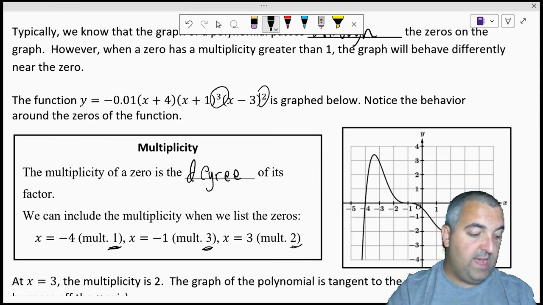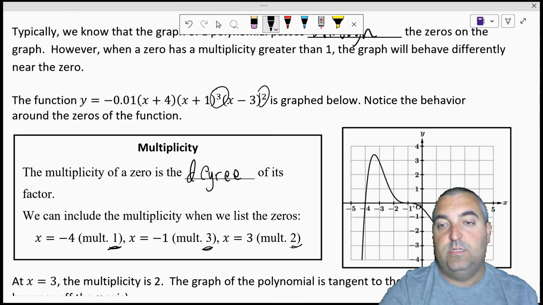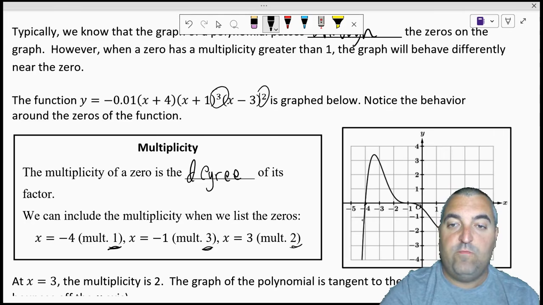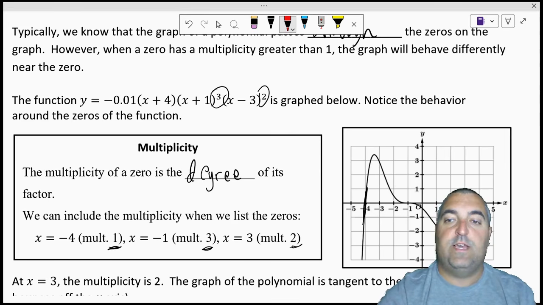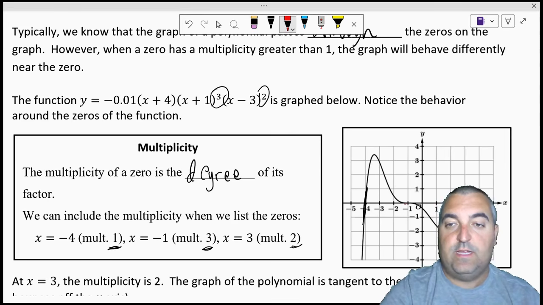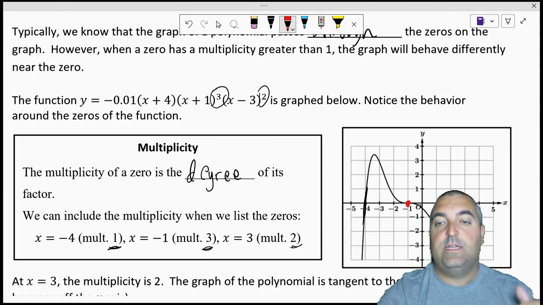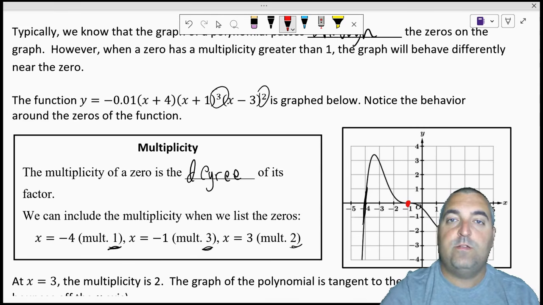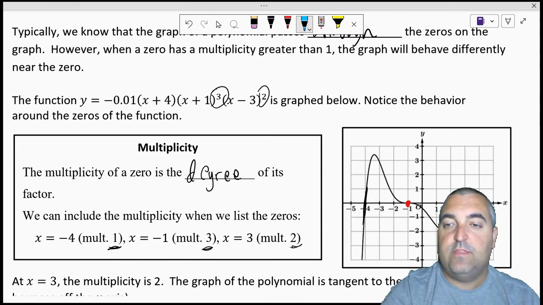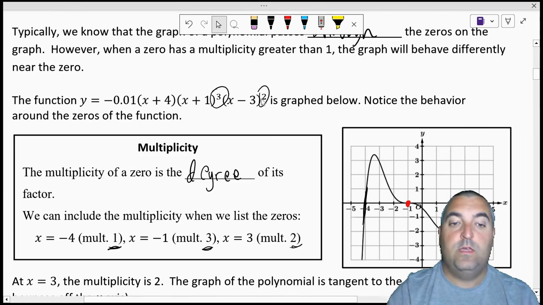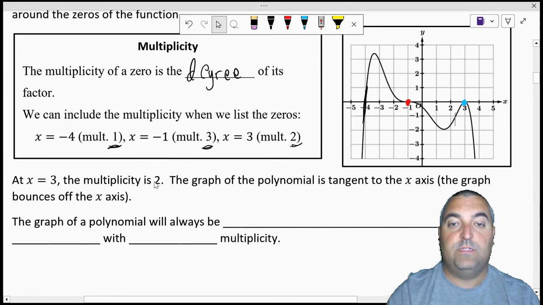And if we look at this graph, each one is done a little differently. At negative 4, the multiplicity of 1, it went straight through the x-intercept, like a linear function would. Then the next one that comes in line is negative 1. Negative 1, 0 is the point, and you'll notice it's not straight through. It goes like a cubic, so it has a little bend to it, a squiggle, if you will. And then the last 0 is that 3. It has a multiplicity of 2, and it does almost like a quadratic shape, and we would call this a bounce.